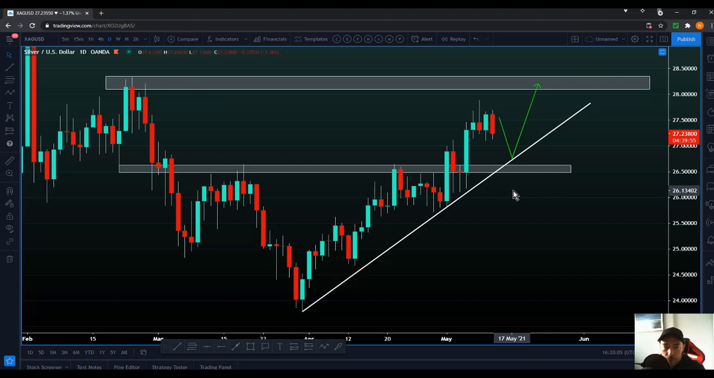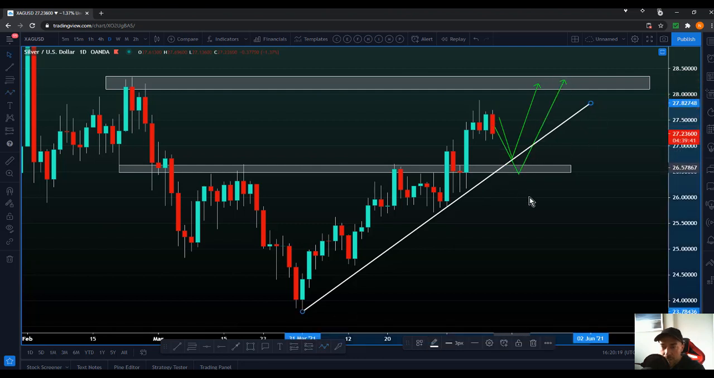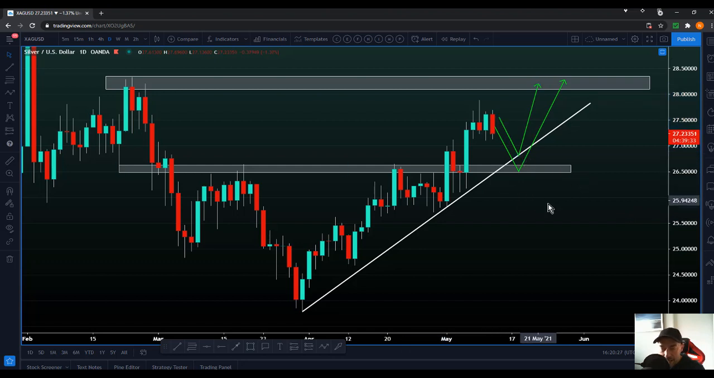Now we may pull back into this level. Okay, this level acted as support here, resistance. So we actually could see something like that, and then that. So, you know, trend line and also 26.50 here could act as areas where those buyers come in. So have alerts set, keep your eye on silver. We come into any of these zones, start looking for buyers, and just above 28 or even 28 actually would be a good target for any longs.